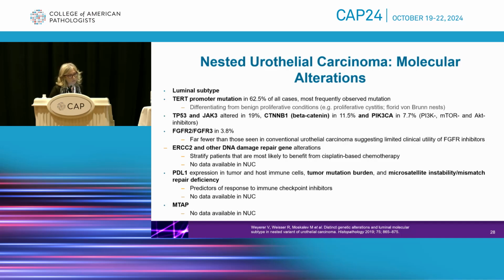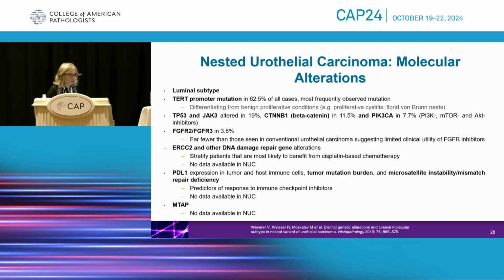Other alterations are P53, JAK3, beta-catenin, PIK3CA that are useful if we think of the potential for targeted treatment with PI3K, mTOR, and AKT inhibitors. And different from other forms of urothelial carcinoma, there is no significant amount of FGFR3 alteration in this cancer.